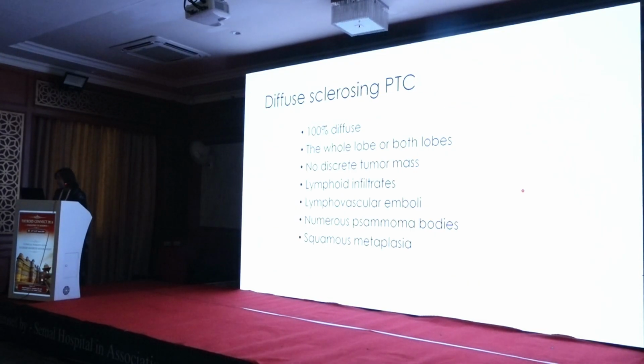Another one is diffuse sclerosing papillary thyroid carcinoma, again very rare, but that is a carcinoma that will involve the whole lobe. It is not a small tumor. It is a tumor that involves the whole lobe. That is why it is called diffuse. It is a difficult diagnosis even for pathologists who have not seen too many of these, because it is uncommon.